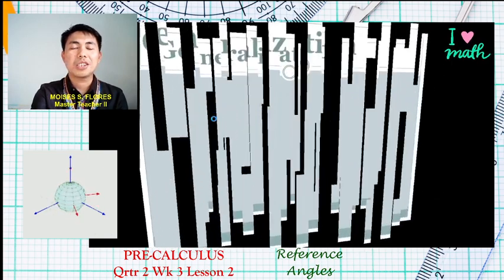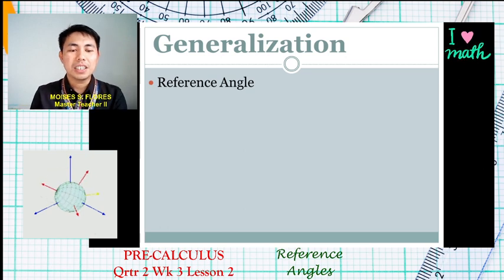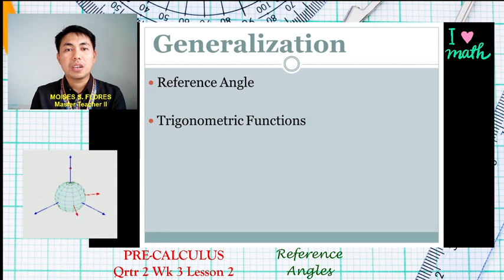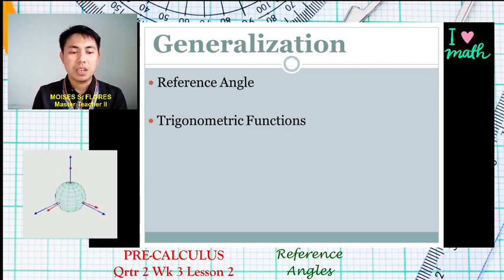So let's sum up our very short discussion today. The reference angle, again take note, is the smallest positive acute angle that can represent an angle of any measure, whether in degrees or in radians. And it uses the x-axis as its frame of reference. For the trigonometric functions, bear in mind the quadrants. In quadrant 1, all the functions are positive.